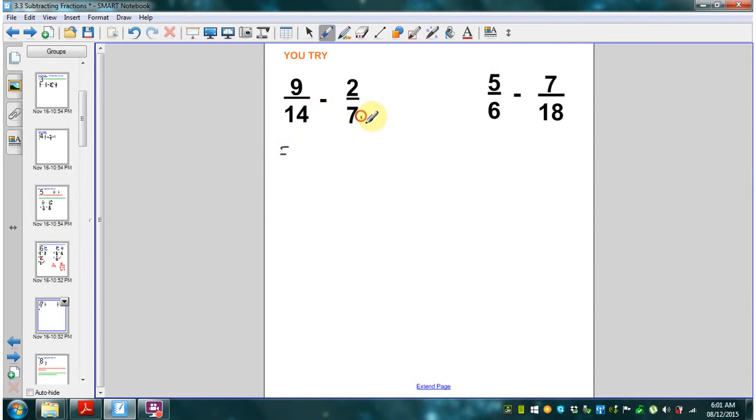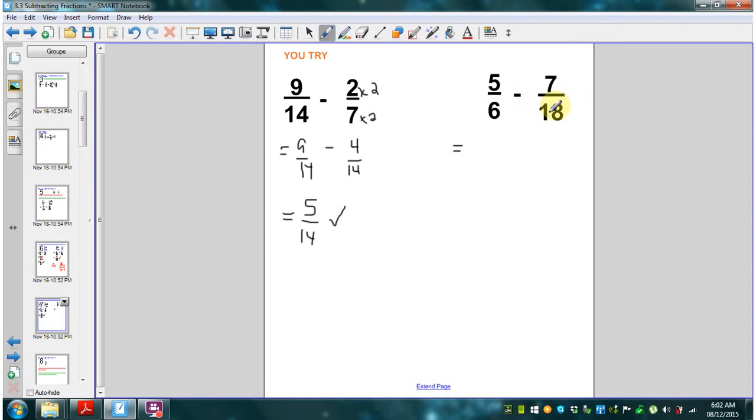So here, common denominator, we have to multiply 7 by 2 to get 14. But we also have to multiply our numerator by that. We have 9 over 14. Subtract. 2 times 2 is 4. 7 times 2 is 14, what we want. Common denominator, we're ready. 9 minus 4 is 5. Keep our denominator of 14. And if you check, there's no common factors between 5, our numerator, and 14, our denominator, so this is our final answer.